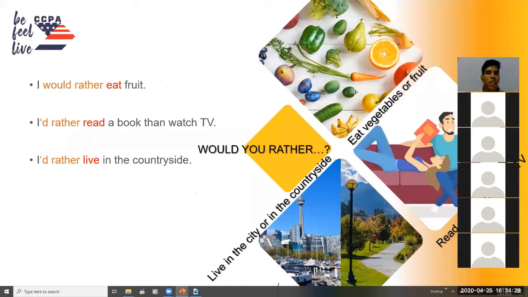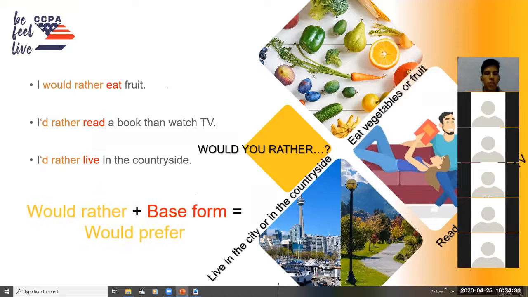So, we use would rather plus base form to mean would prefer, right? So would rather plus base form indicates would prefer. So you have two options. You prefer one of them, right?